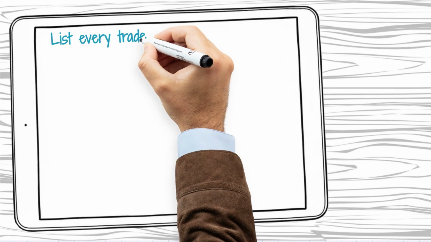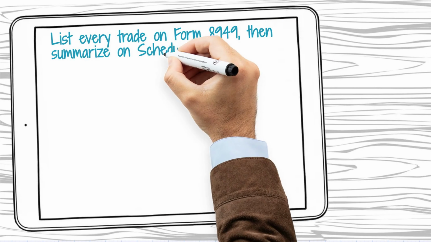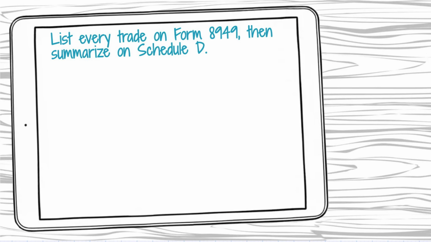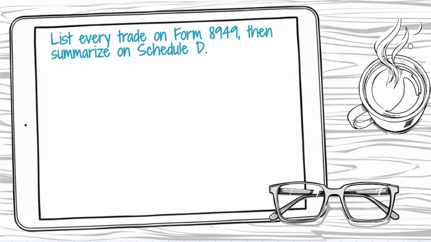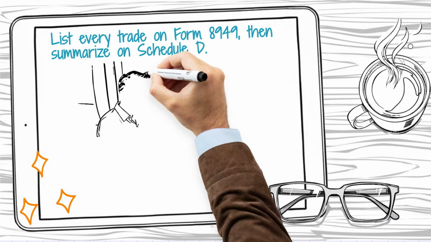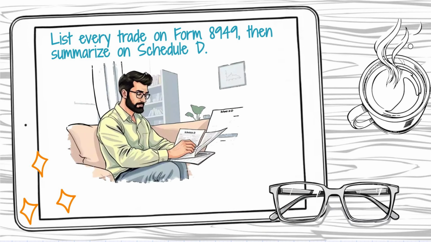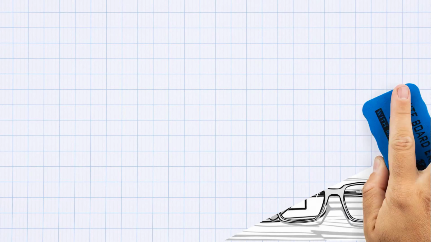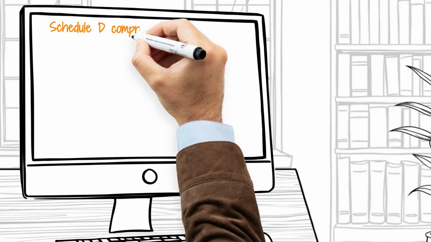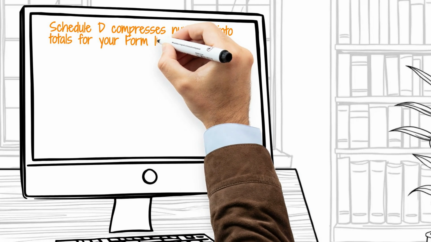After you have painstakingly listed every single stock trade, crypto swap, and property sale on Form 8949, it is time to bring it all together on Schedule D, titled Capital Gains and Losses. If Form 8949 is the detailed workhorse that records every individual transaction, think of Schedule D as the executive summary. This is the form where all those individual numbers are compressed into grand totals.